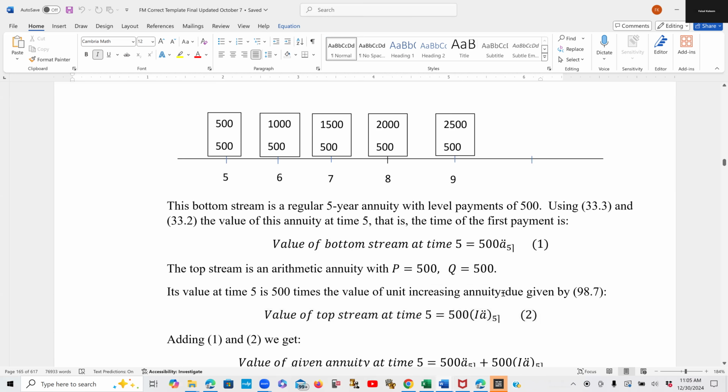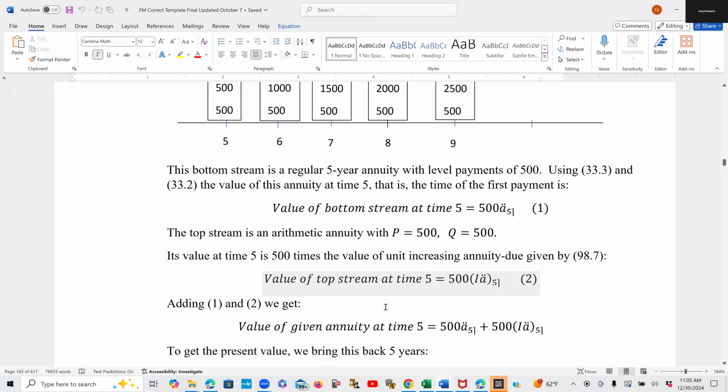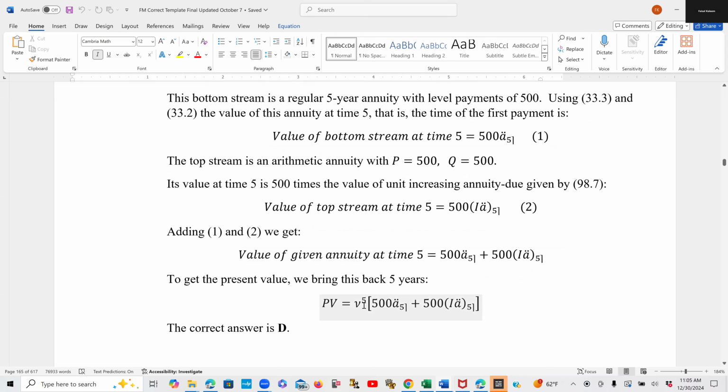And when we add these two, we get the overall present value at time 5 of this annuity. So we have 500 a 5 double dot plus 500 (Ia) double dot 5 bracket. And we need the present value at time 0. So for that, we multiply this time 5 value by nu to the 5. And that will be choice D.